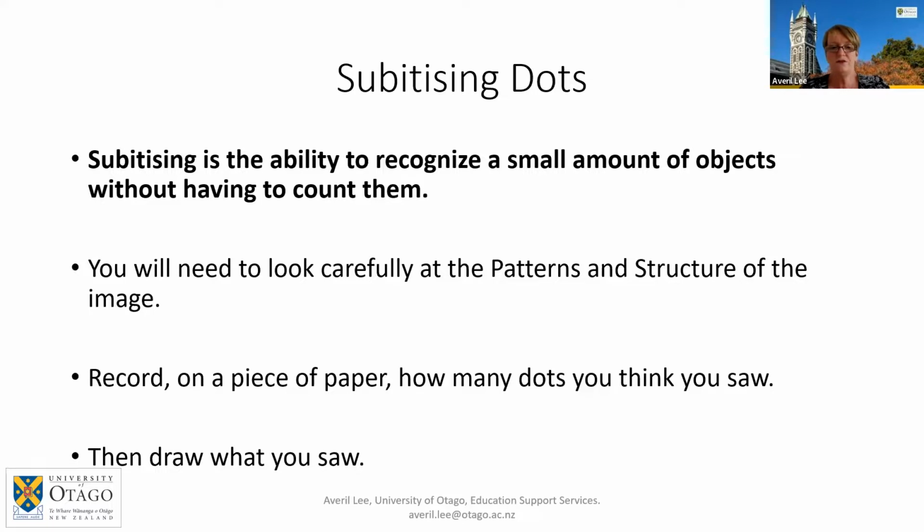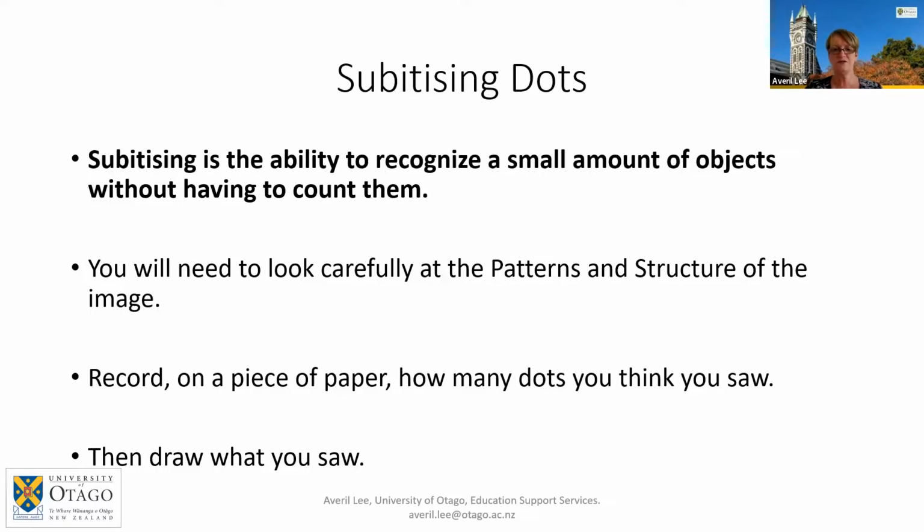I'm going to give you, you'll need your pen and paper again, a very quick look at a series of dots that are set out in the form of a pattern or structure. The minute I show you this picture, you're going to write down how many dots you think you saw on your piece of paper, and then you're going to draw what you think you saw. And then we're going to talk about it.